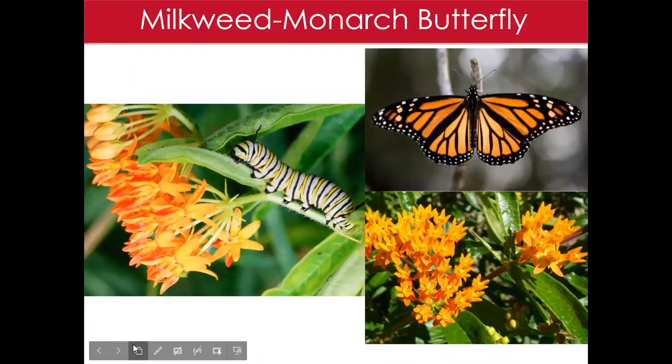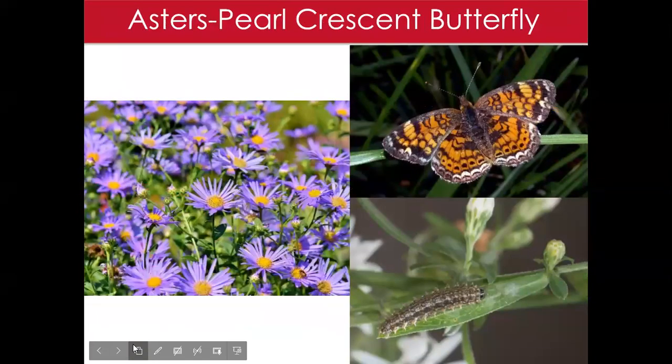Milkweed, really popular for the monarch butterfly as well. Asters, really popular for the pearl crescent butterfly.